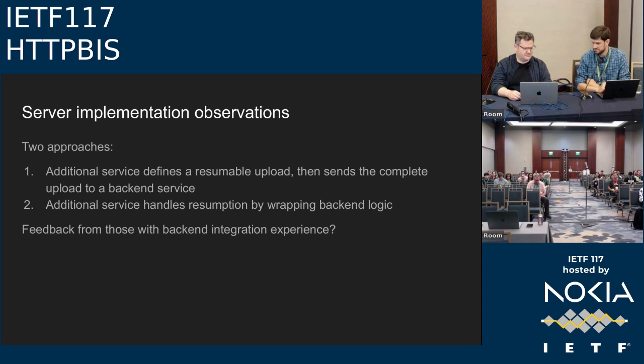In implementing these servers, we made an observation that there are two ideas of how to approach this. One is that the upload service takes this idea of a resumable upload, handles all of the resumption for you, and then passes the complete upload to your backend service. Another is where the resumable upload protocol is built or wrapped around your current backend logic, feeds all the data straight through there, but also handles the resumption. Maybe not right at this moment, but perhaps in chat or offline, we'd love to get some feedback from those with backend integration experience, maybe some recommendations on what we can recommend to server providers when implementing a protocol such as this. Next slide, please.